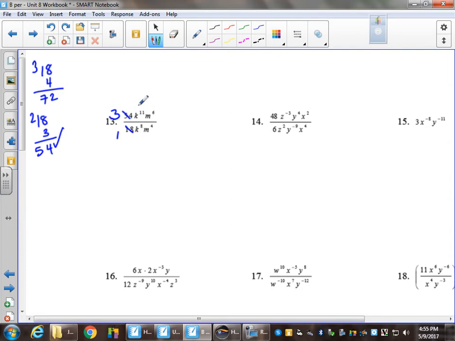Now we can simplify our k's and our m's. 8 cancels with 8 of the 11, leaving 3 behind, so k to the 3rd. M to the 6th divided by m to the 4th. These 4 cancel with 4 of the 6, leaving 2 behind. So our answer is 3 k to the 3rd m squared.